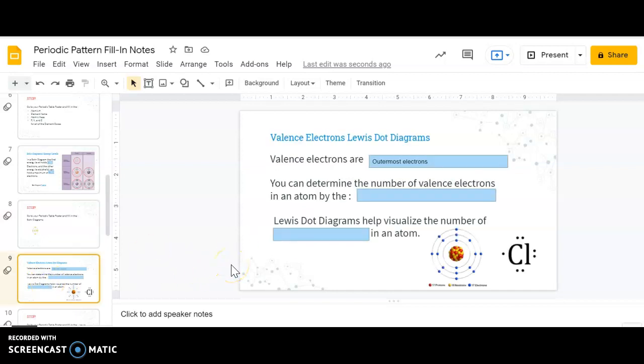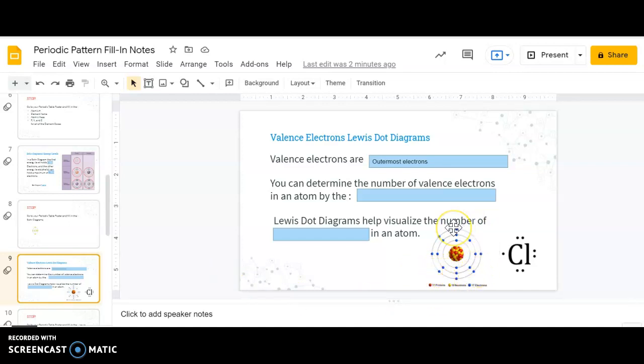Here for valence electrons and Lewis dot structures, a Lewis dot structure is like a simplified Bohr diagram. The Lewis dot is just going to give you the valence electrons on the outside circle. So you can determine the number of valence electrons in an atom by the group number. So G-R-O-U-P, group number. Lewis dot diagrams help you visualize the number of valence electrons in an atom. V-A-L-E-N-C-E, valence electrons. Those are these on the outside.